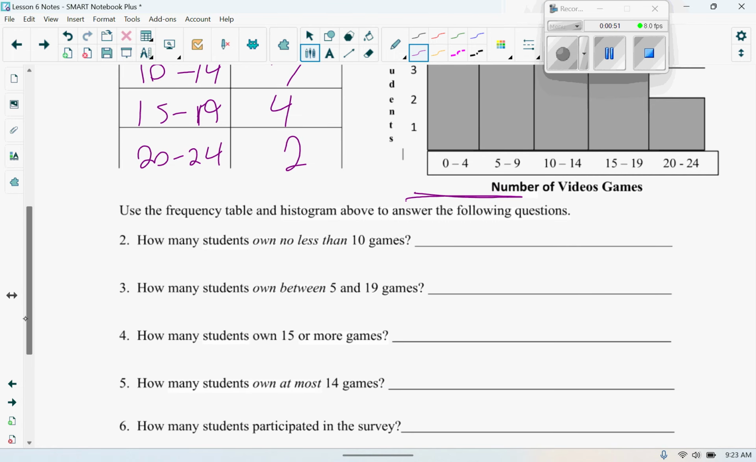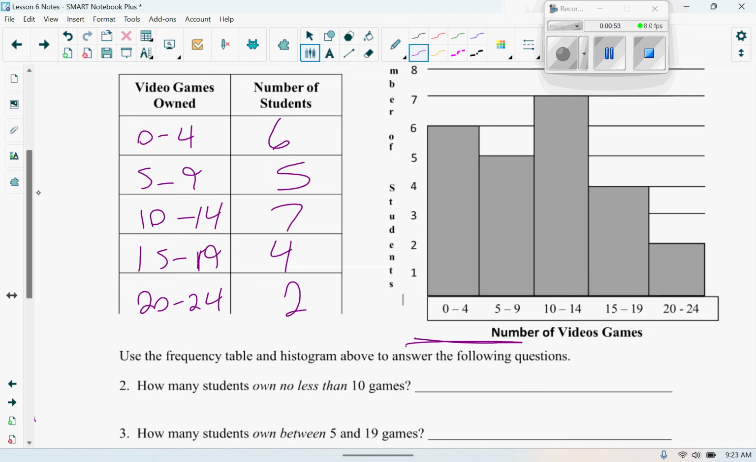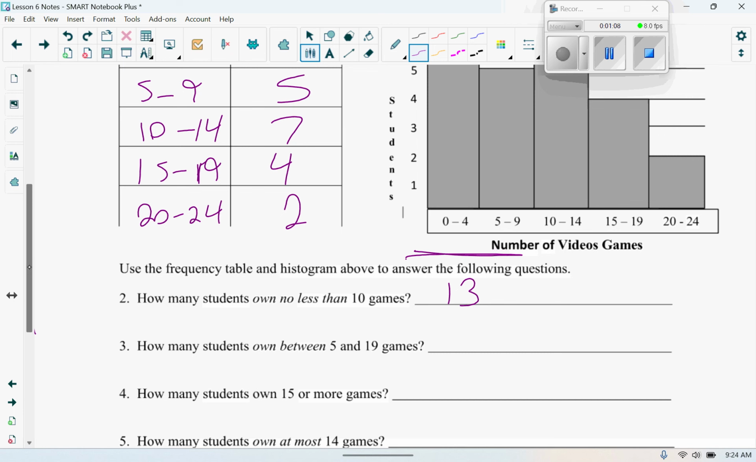So how many students own no less than 10 games? I'm talking about this side right here. And so that is going to be 13. I'm just going to add these all up here, which is 13. And I'm going to go ahead and answer each of these. So this is 16 between 5 and 19 games, so right there.